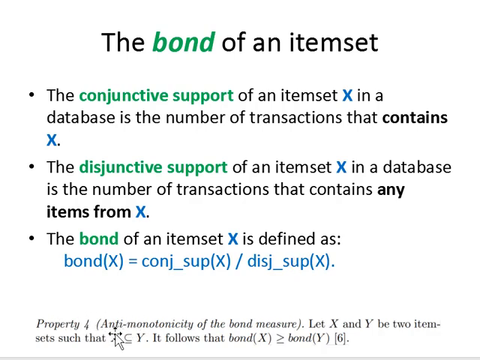There's a property I put on the bottom. It is that the bond measure is anti-monotonic. So if you have two item sets X and Y, X included or equal to Y, then the bond of X must be greater or equal to the bond of Y. I will not do the proof. If you're interested, you can read the paper also.